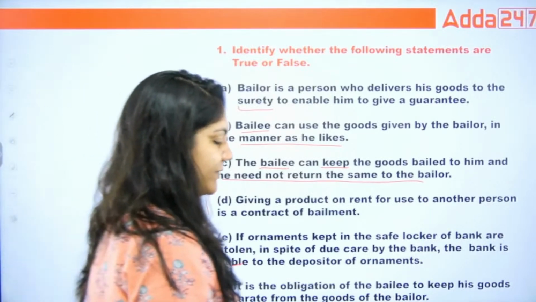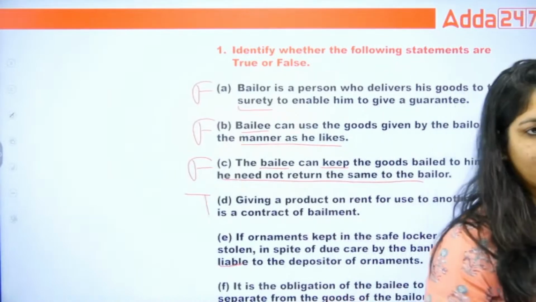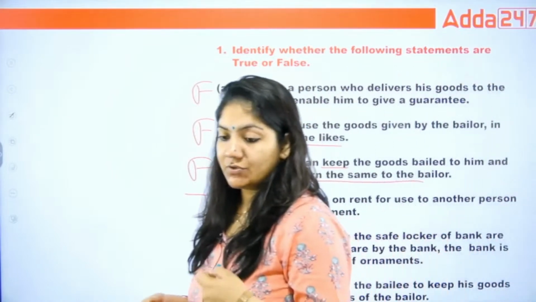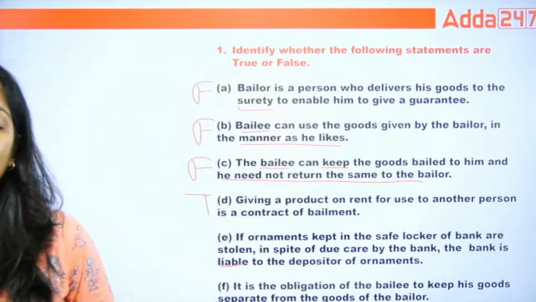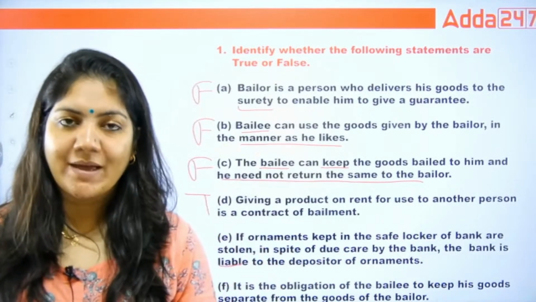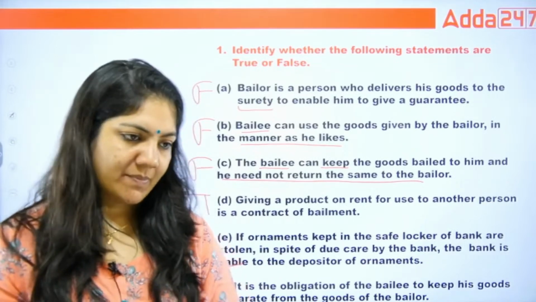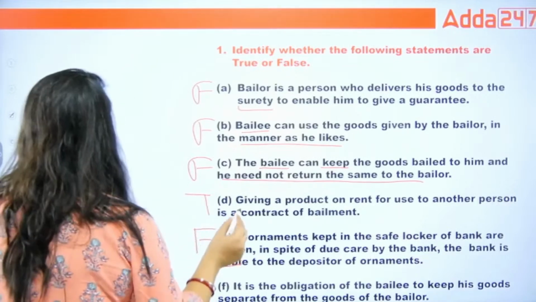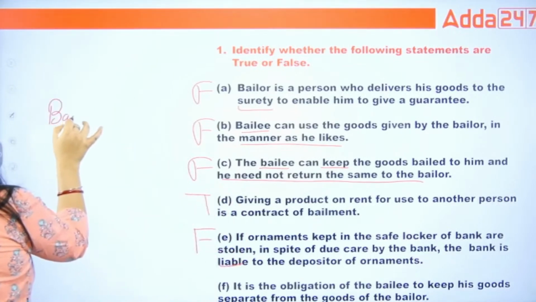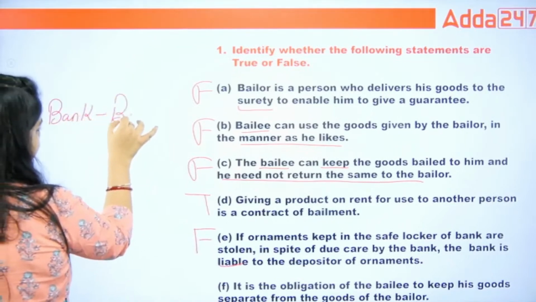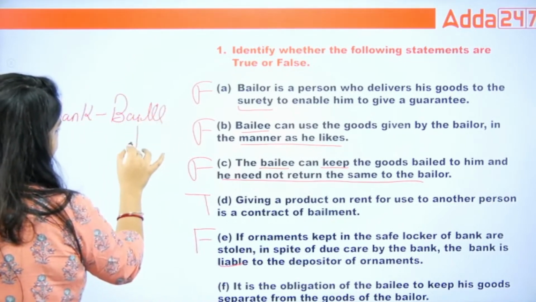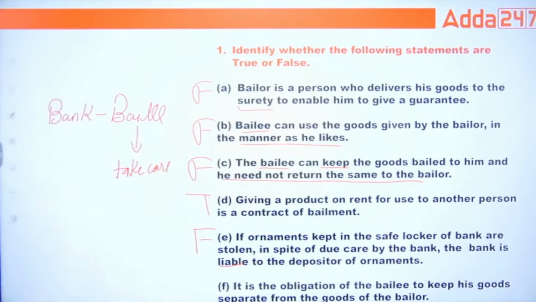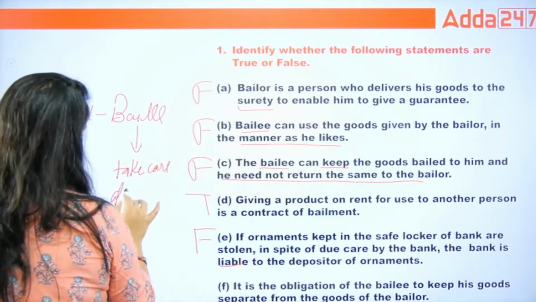Tell me, guys. If Nikita ma'am has given jewelry to the bank, and in that case, suppose the jewelry is stolen in the bank, whether the bank is liable to the depositor? The answer is absolutely not. Why, class? Because we know that in this case the bank is the bailee. And the bailee's duty is to take care of goods.